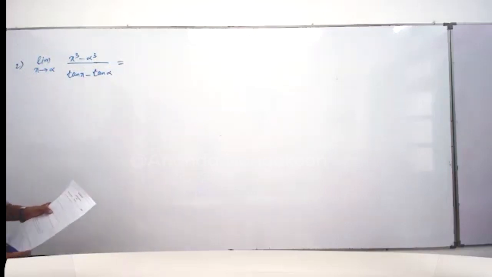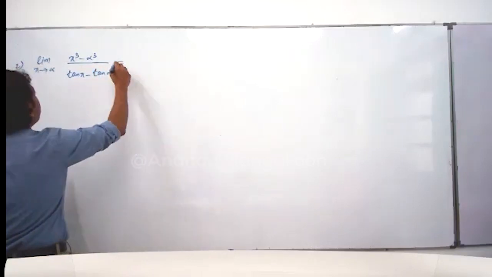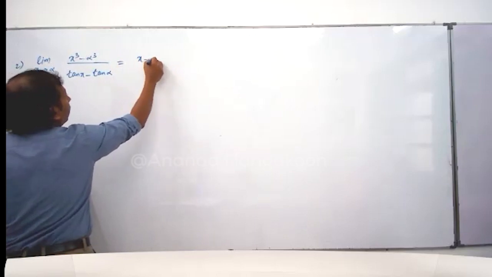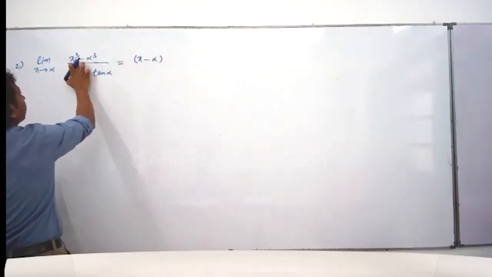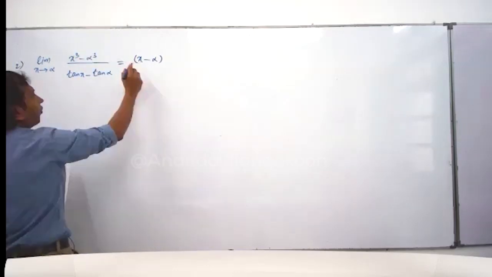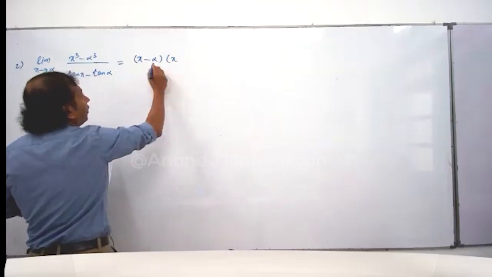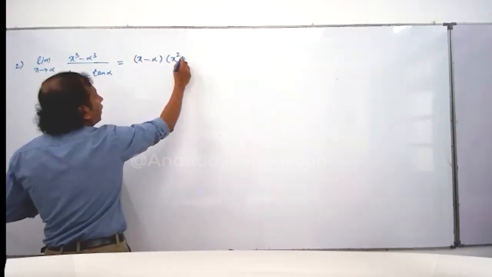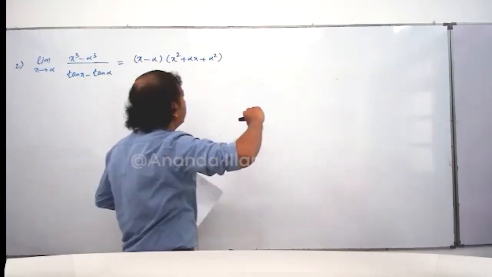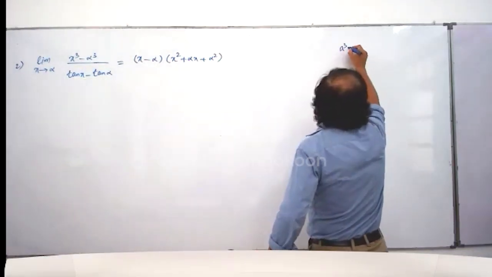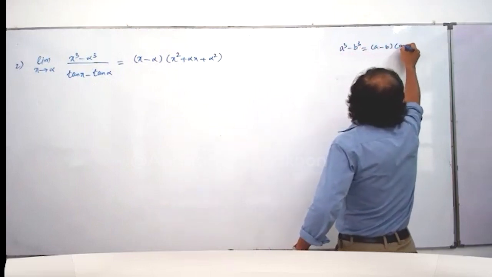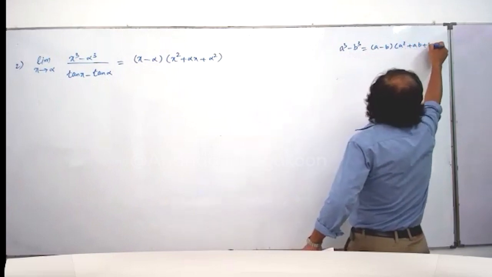Yes, we can write this one. This x cube minus alpha cube we can factorize by considering the difference of two cubes. The first factor is x minus alpha. The second factor will be x squared plus alpha times x plus alpha squared. This comes from a cube minus b cube equals a minus b times a squared plus ab plus b squared.